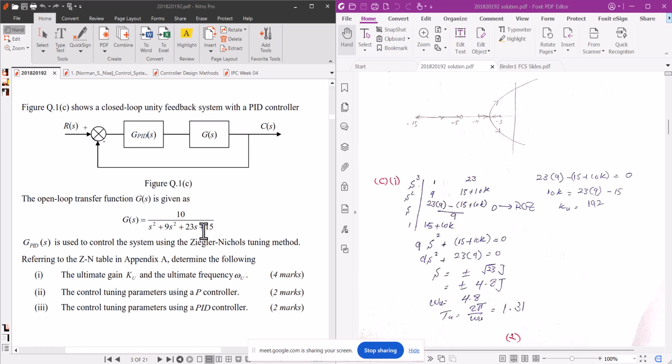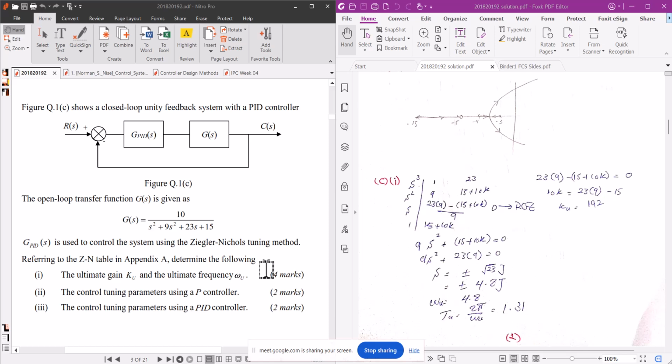Okay, this is a third order system. GPID is used to control the system using the Ziegler-Nichols tuning method. This is the ZN method, a very popular method for tuning a PID controller. Referring to the ZN table in Appendix A, determine the following: first, the ultimate gain and the ultimate frequency. Second, the controller tuning parameters using a P controller, proportional controller, and third, the controller tuning parameters using a PID controller.